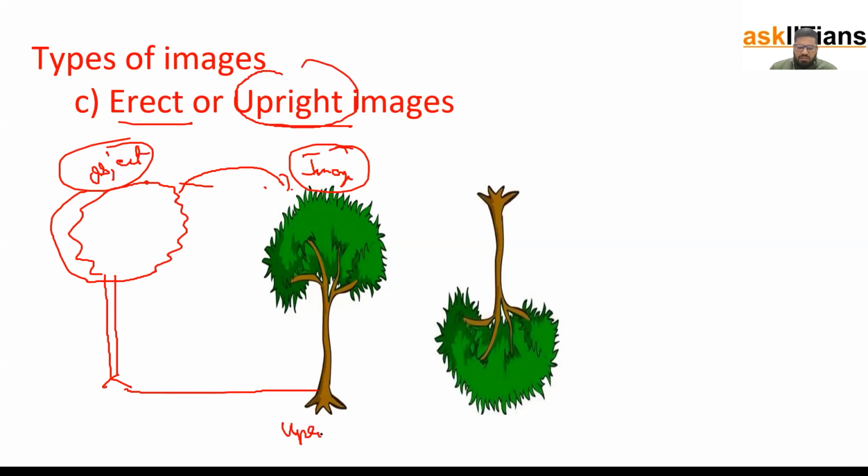So this is the image which is upright, meaning the same orientation as the object. So what is then an erect image? I think there is one word missing, which is inverted.